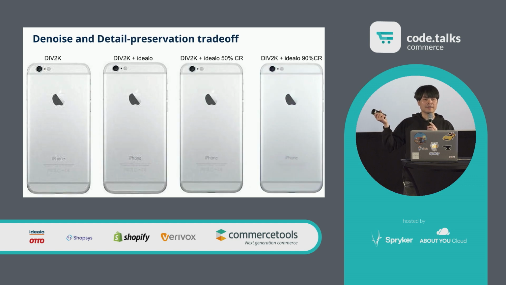If we, for example, look at the iPhone again, right? The first one was only the DIV2K data set. The second one was the DIV2K plus the idealo data set. And then the third and fourth one were with compression. As you can see, from left to right it does a better job, right? But you can see that when you put a lot of compression in there, the model learns to smoothen out everything, right? It smooths out the Apple symbol, it smooths out the Apple text and all the text below that, but also the camera. So we needed a kind of trade-off to preserve these images.